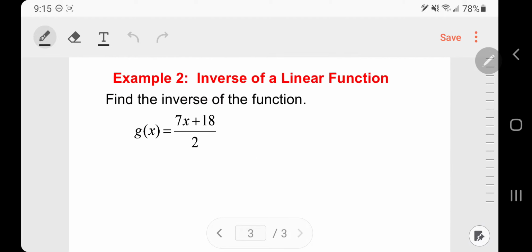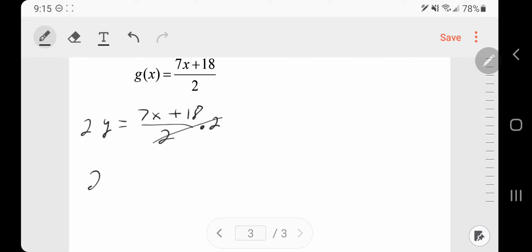Okay, so a slightly different looking linear function. Same process though. So I have g of x. The first thing I want to do here is again write it by substituting the y in for g of x. And then I want to solve for x. So I can start by multiplying by 2 on both sides. Okay, so I get 2y equals 7x plus 18.